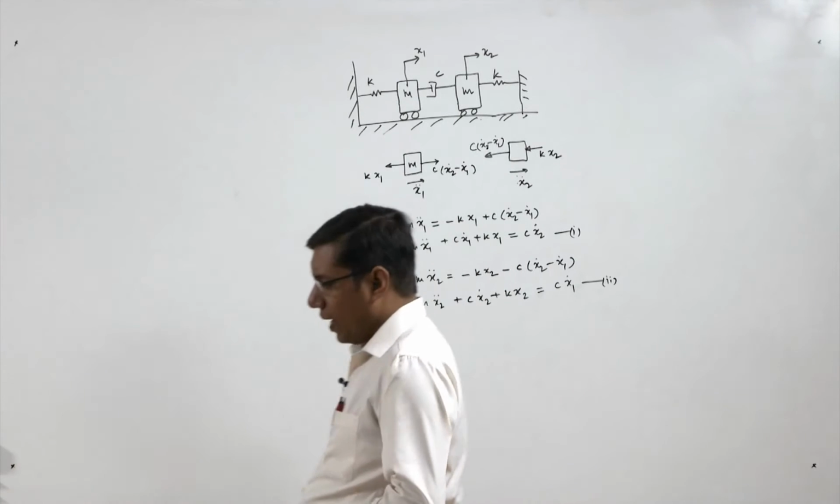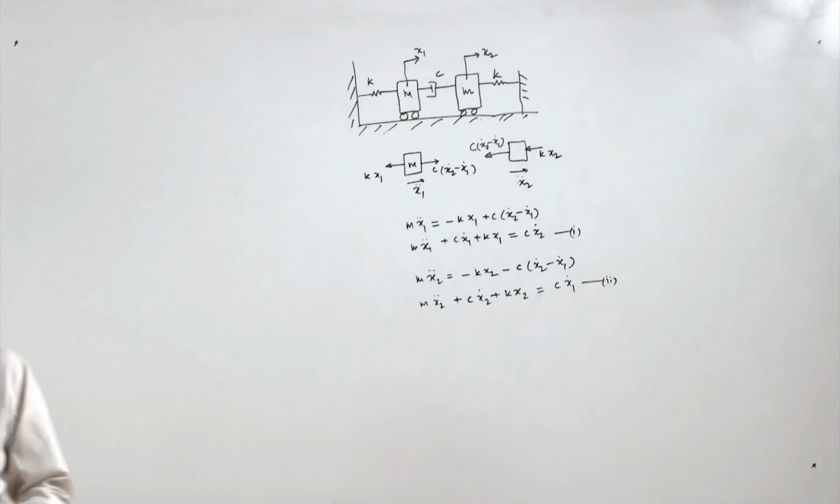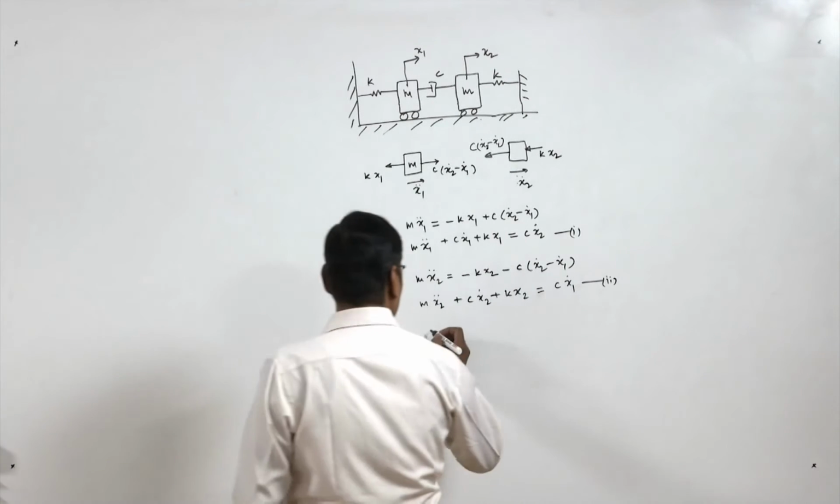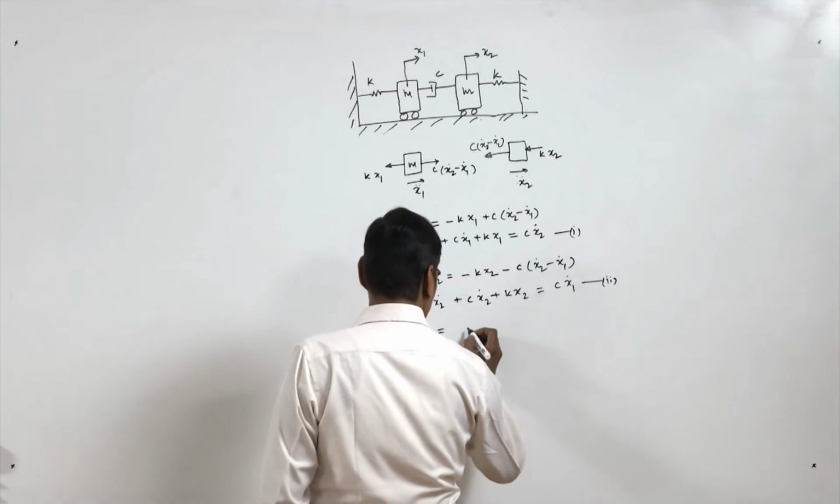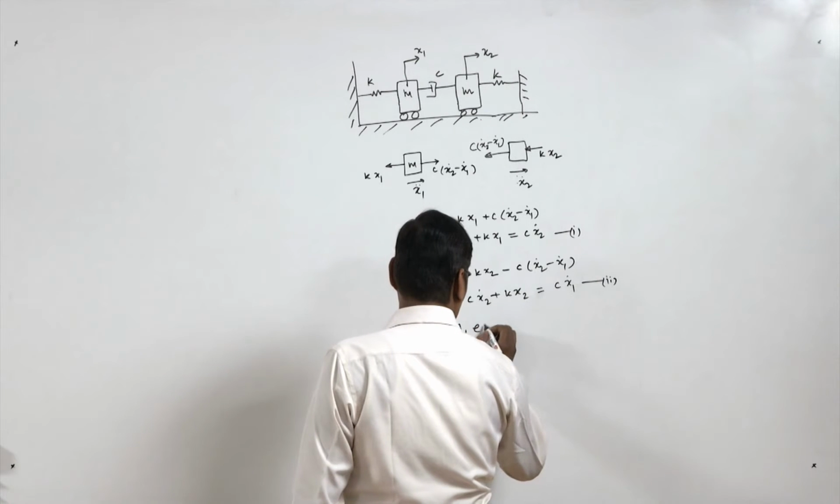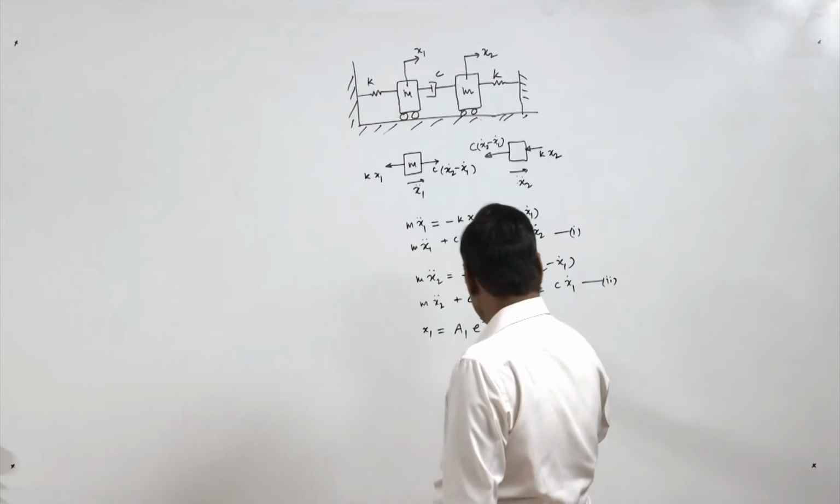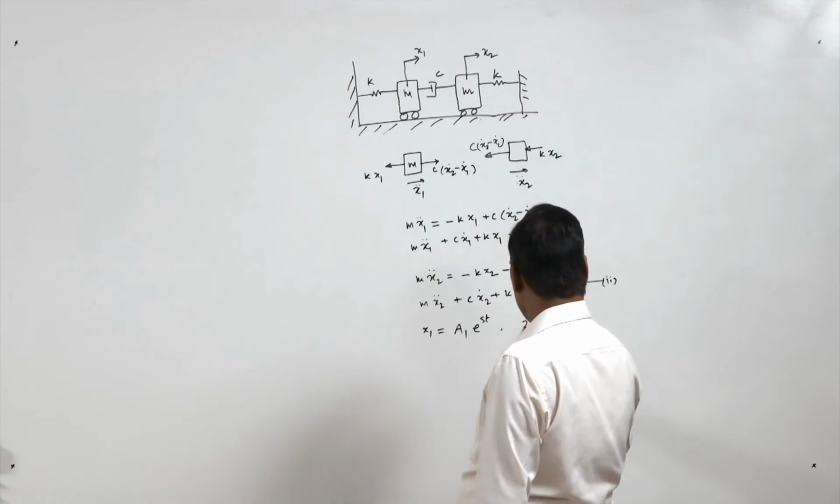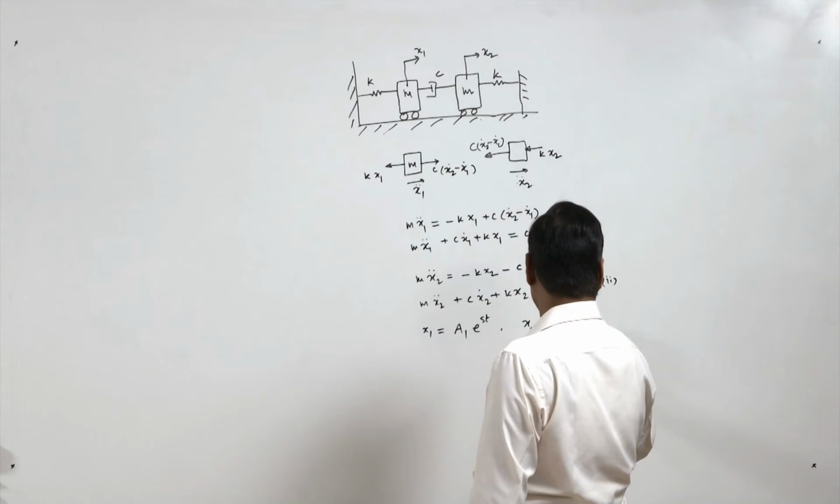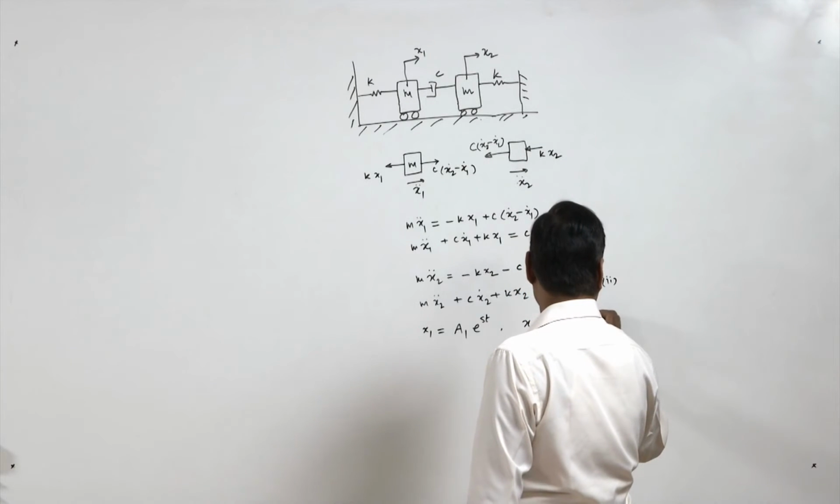Now as I said, we have to assume the motion x1 equal to a1 e power st and x2 equal to a2 e power st.